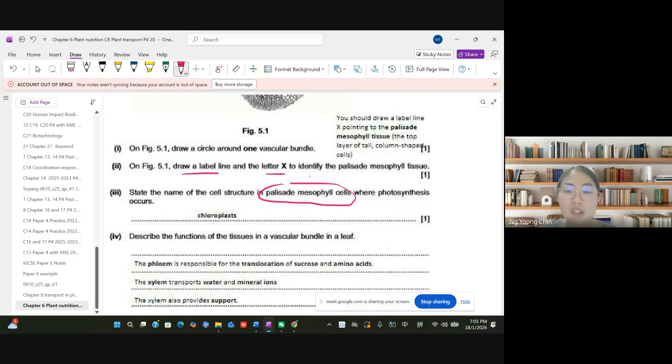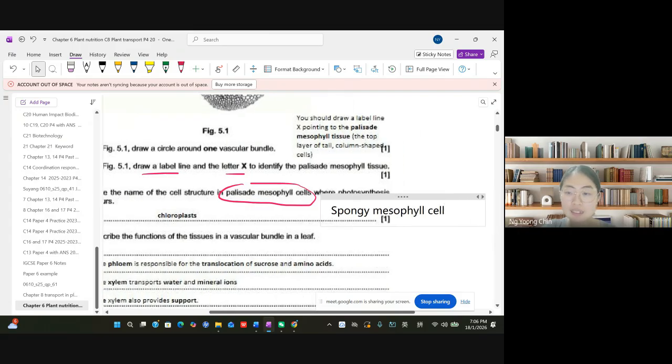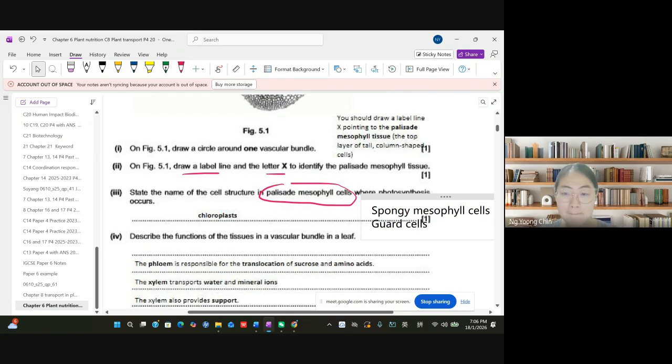And then tell me which cell, okay? Because you have the palisade mesophyll cell and then you have the spongy mesophyll cell, and then another one is the guard cell. Those 3 cells consist of chloroplasts. And then you tell me which structure consists of the highest amount of chloroplasts. Is it palisade or spongy or guard cell? What do you think? Which structure consists of the greatest number of chloroplasts?